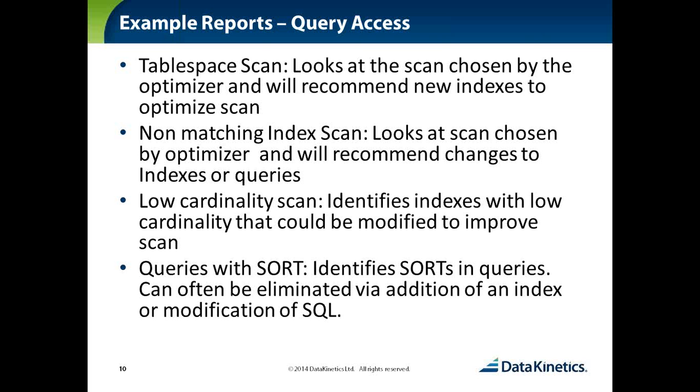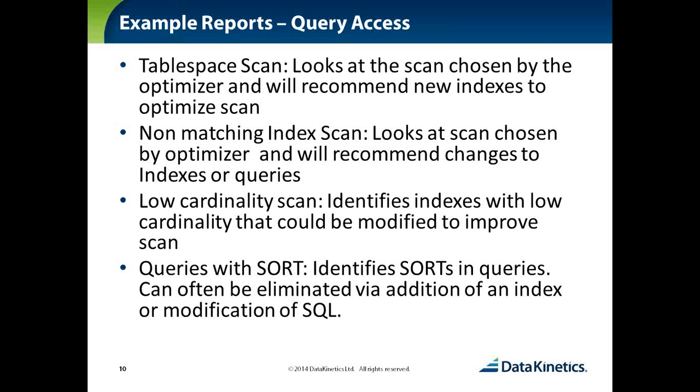A low cardinality scan, another report, identifies indexes with a low cardinality that could be modified to improve the scan. So restructuring the index might improve your cardinality and therefore reduce the number of scans that DB2 needs to go through in any given query. Queries with sorts identify sorts in queries as a result of the structure. So by modification of the index or the SQL, you may be able to eliminate that sort and therefore improve the performance. These are some examples of the query access area.